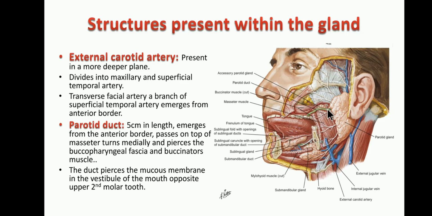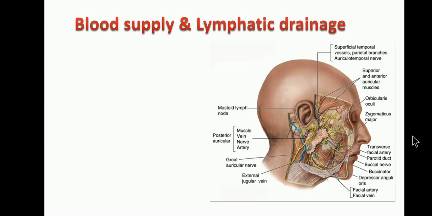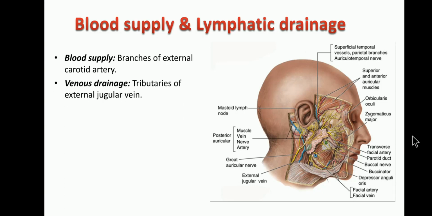So the surface marking will be a 5 centimeter line, 1 finger breadth below the zygomatic arch, in front of the tragus of the ear. In front of the tragus of the ear, 1 inch below the zygomatic arch, you can see the surface projection of the parotid duct. Blood supply is mainly from branches of the external carotid artery, and venous drainage is by the tributaries of the external jugular vein.